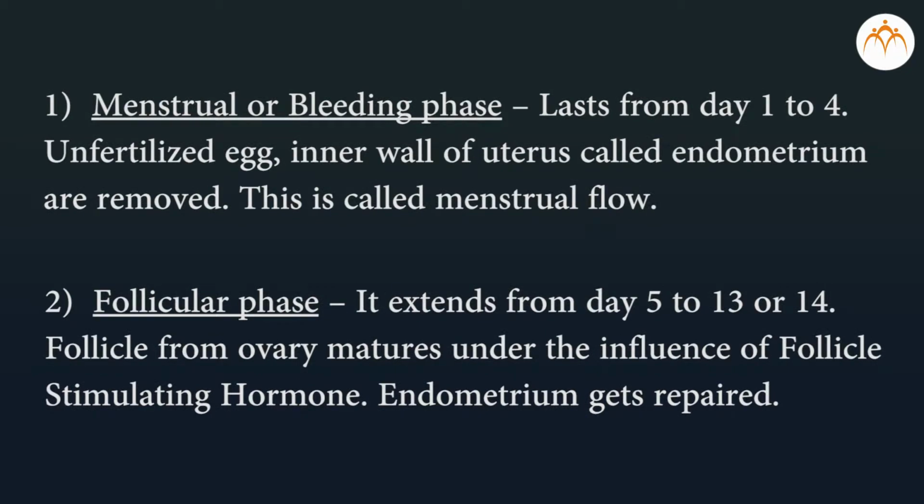First, the menstrual or bleeding phase lasts from day 1 to 4. The unfertilized egg and the inner wall of the uterus, called the endometrium, are removed. This is called menstrual flow.